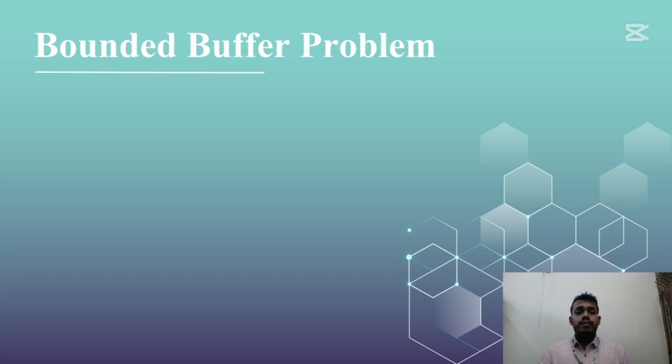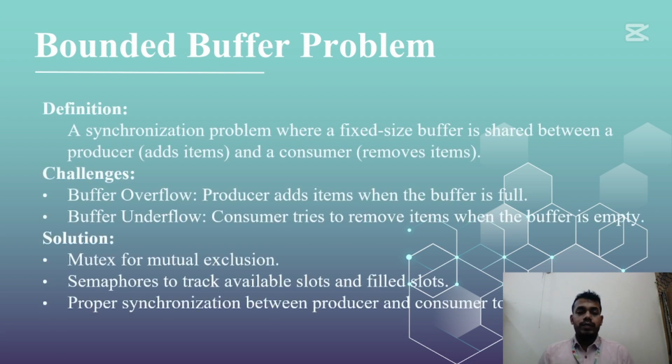Next, we have bounded buffer problem. What is a bounded buffer problem? Bounded buffer problem is a synchronization problem where a fixed size buffer is shared between a producer and a consumer. Challenges of bounded buffer problem: buffer overflow and buffer underflow. In buffer overflow, the producer adds an item when the buffer is full, and in buffer underflow, the consumer tries to remove items when the buffer is empty. For this problem, the solution can be mutex for mutual exclusion, semaphores to track available slots and filled slots, and proper synchronization between producer and consumer to prevent conflicts.